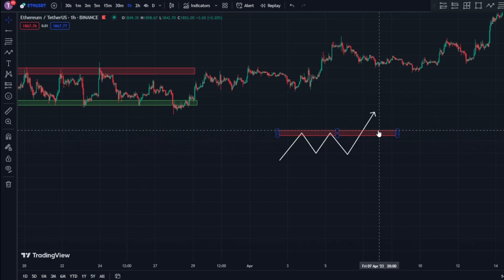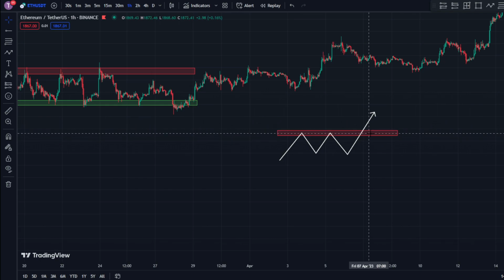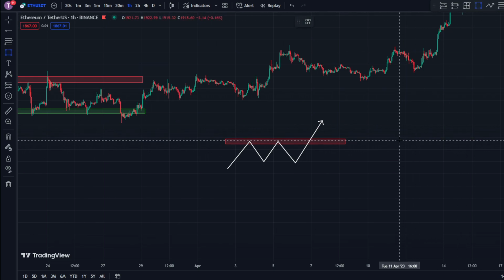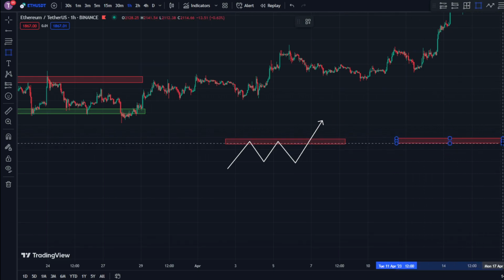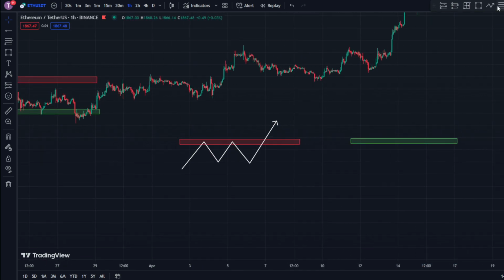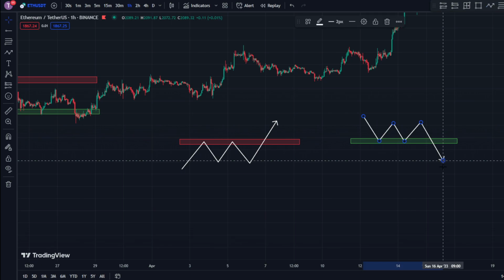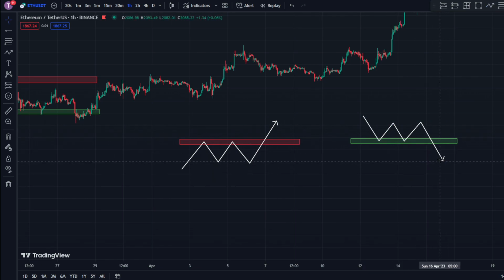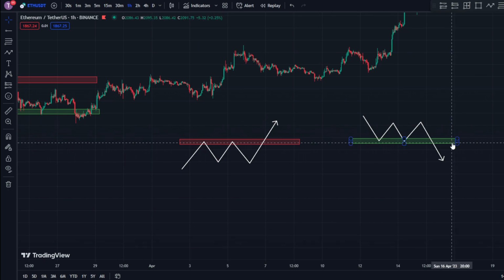And then next up, you see that the resistance has now been broken. It's no longer valid. And in fact, what happens normally is that this area will be tested again, and when resistance is broken, it will become support. Same thing right here, let's say we draw a support line, we have a test, support goes up, people buy, same thing, people buy, and we have a breakdown. Once this support is broken down and price goes below it, this will become resistance.